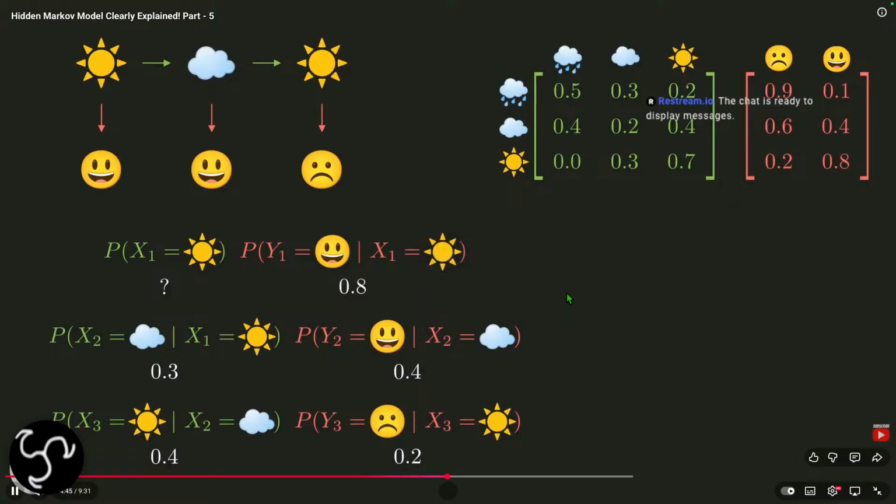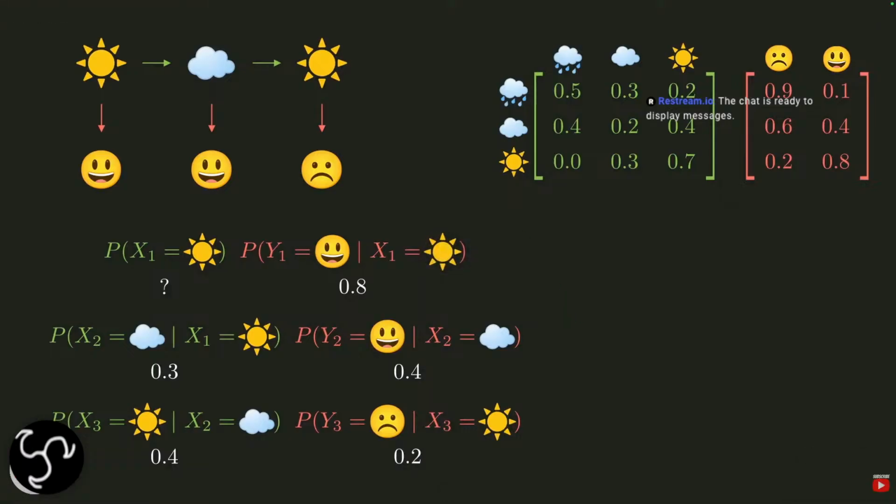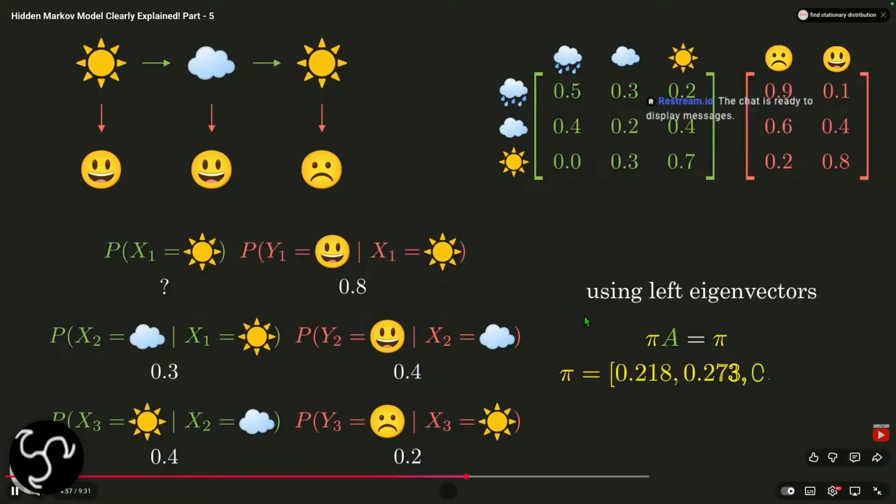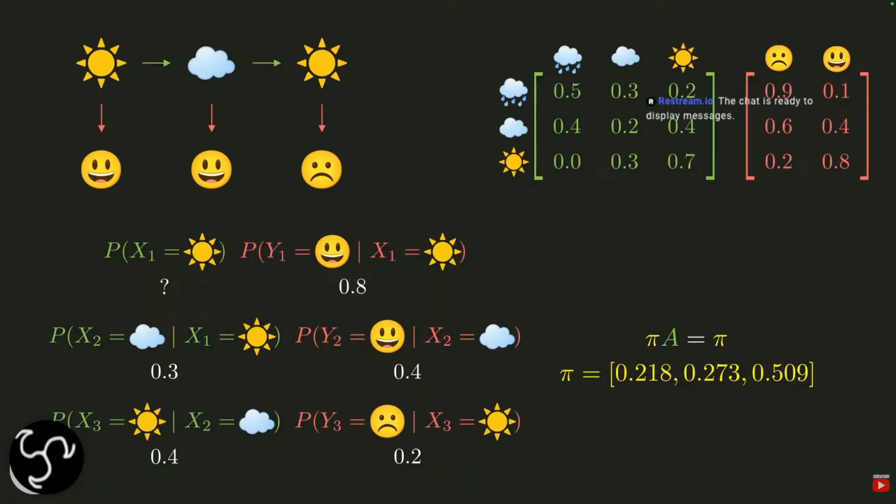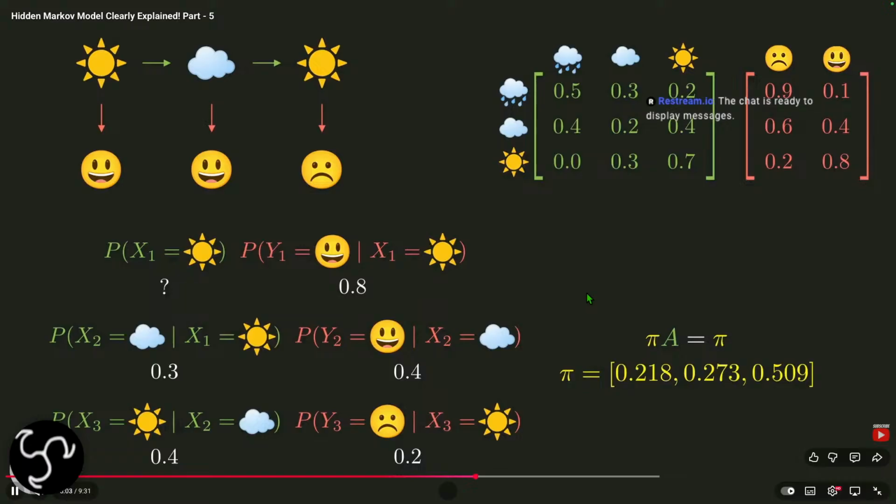You can use the normalized left eigenvectors or repeated matrix multiplication to compute the stationary distribution. I have explained both of them in my previous videos. So, as you can see, the sunny state has the probability of 0.549.